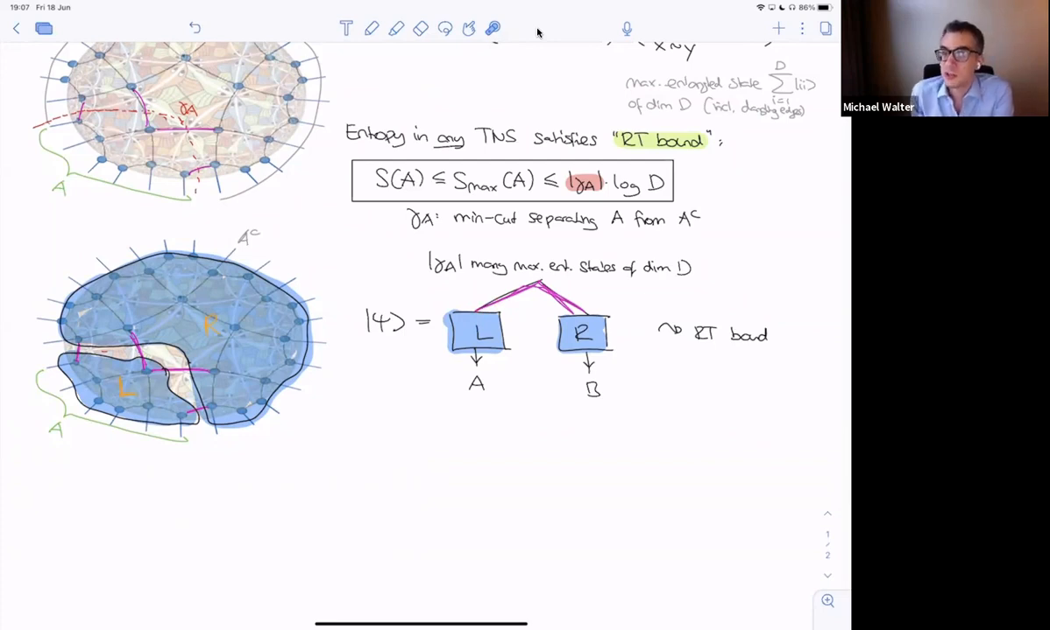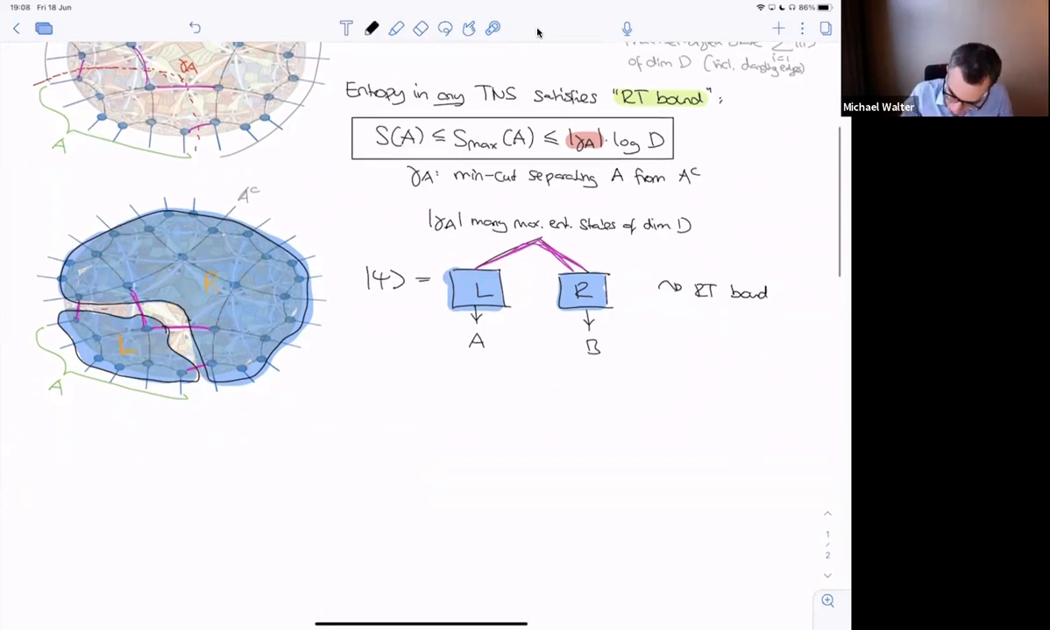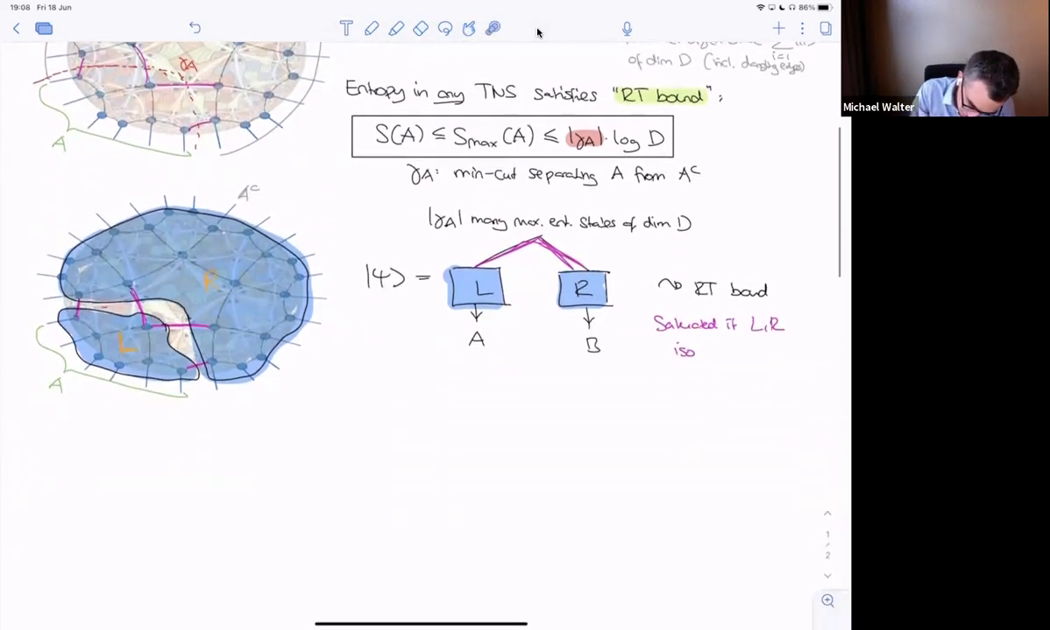And if you think of it as a linear operator, that would be exactly equivalent to saying this linear operator should be an isometry from the smaller to the larger system. Exactly. So if L and R are isometries, then this bound is actually saturated. So it would be saturated if L and R are isometries. So for example, unitary, but in general, of course, the minimal cut will be smaller than the size of the boundary in the interesting cases. So it can only be an isometry.